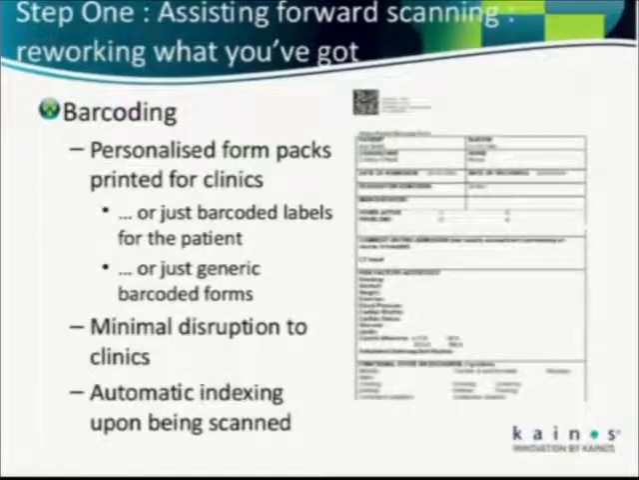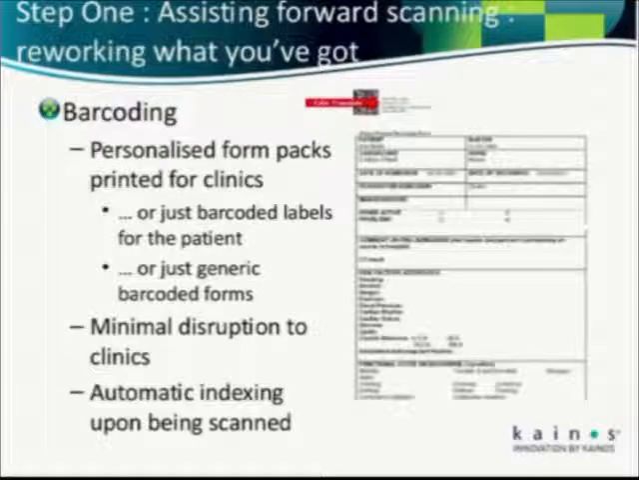And the first step that you can take is to assist that forward scanning process, reworking the forms that you have already. So for example, here we have a form, but what we've done is added a barcode, a 2D barcode, top left. It means that this form can be bespoke. We can include demographic details for the patient automatically printed onto the form.